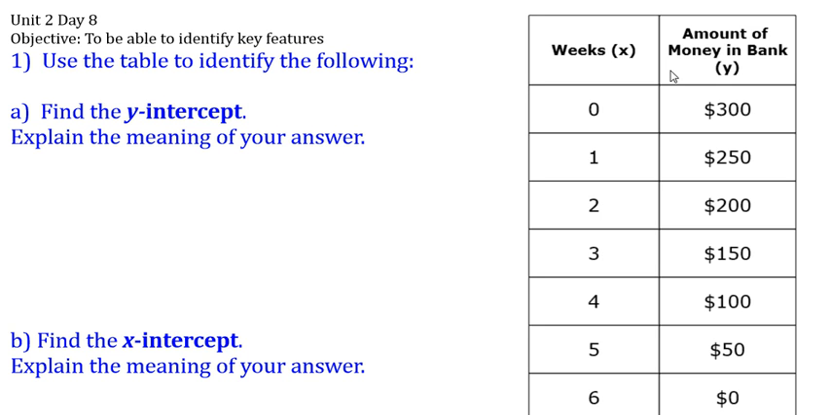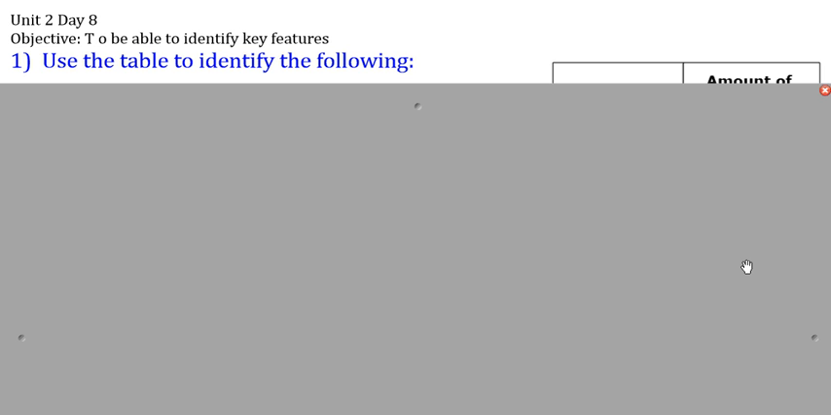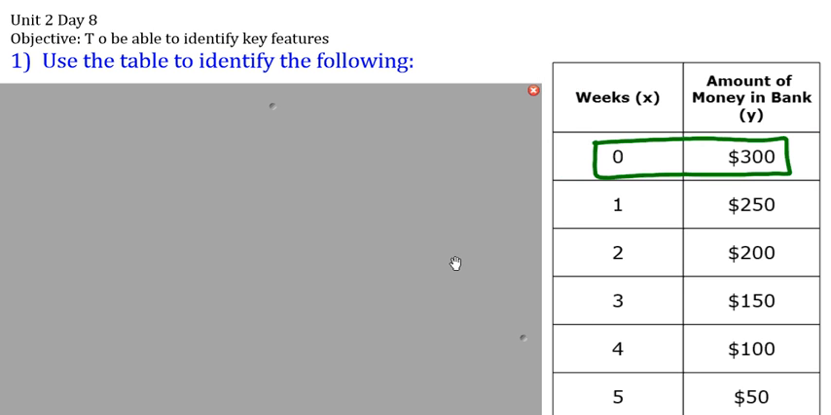So we have a y-intercept at 0, 300. If we're looking for an x-intercept, we know that's where it crosses the x-axis, so the output is 0. So we're looking at our output column, and we see our 0 here, and so here we have our x-intercept at 6, 0. So the question is, what is the meaning for each of these?